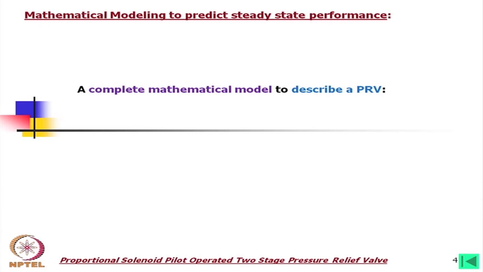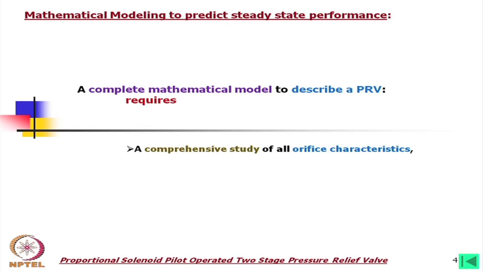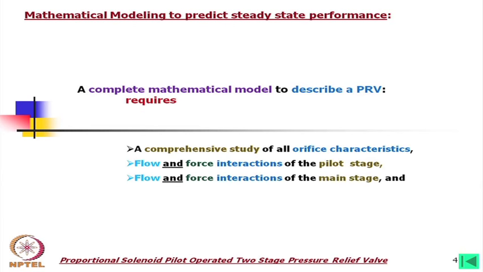Now, a complete mathematical model to describe a PRV requires first of all a comprehensive study of all orifices characteristics, flow and force interactions of the pilot stage, flow and force interactions of the main stage, and valve geometry, that we should know. Now, I would like to say that if you go to the market, you will be able to buy one proportional solenoid valve.